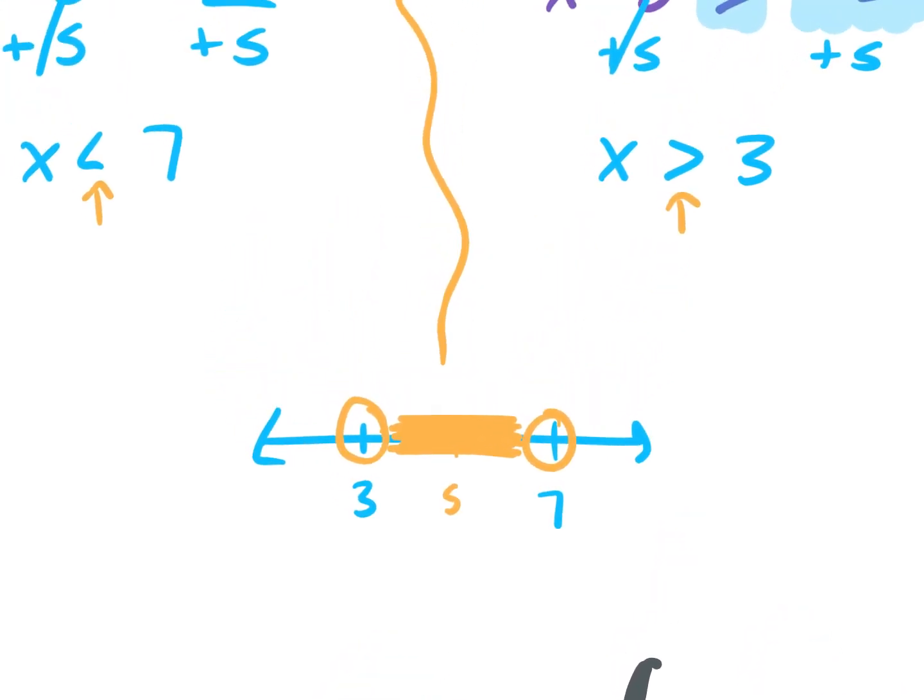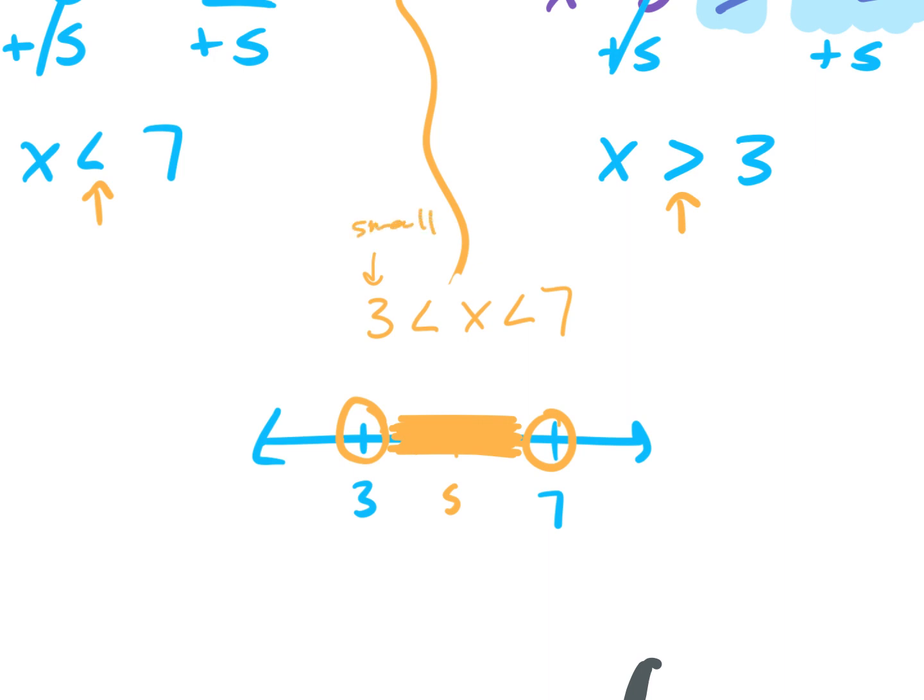So now for our inequality part, we write them together. Since we just have one piece of the graph, we're going to write those two pieces together. So it would be 3 is less than x, which is less than 7. We put our two inequalities together. Always start with the smaller number.